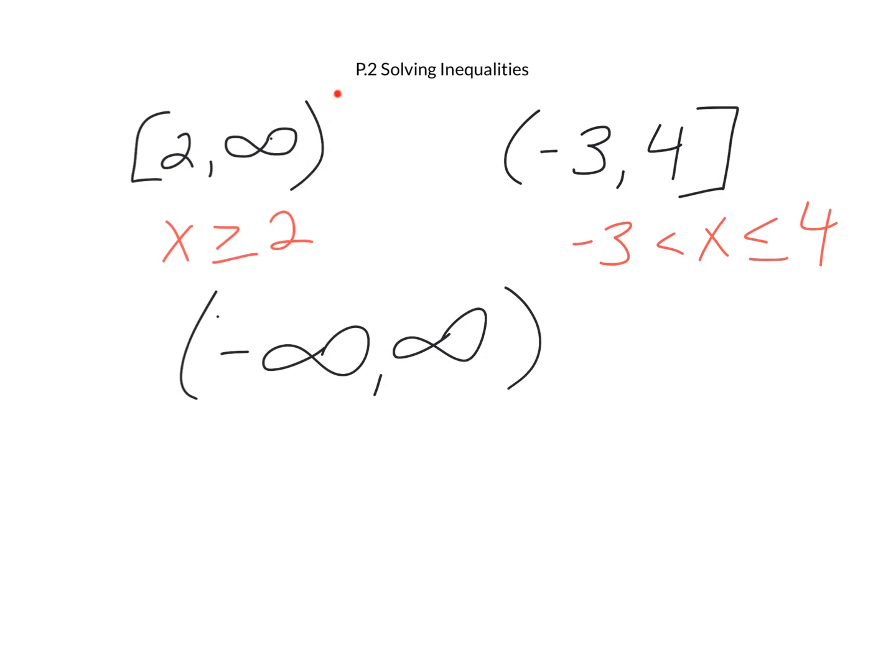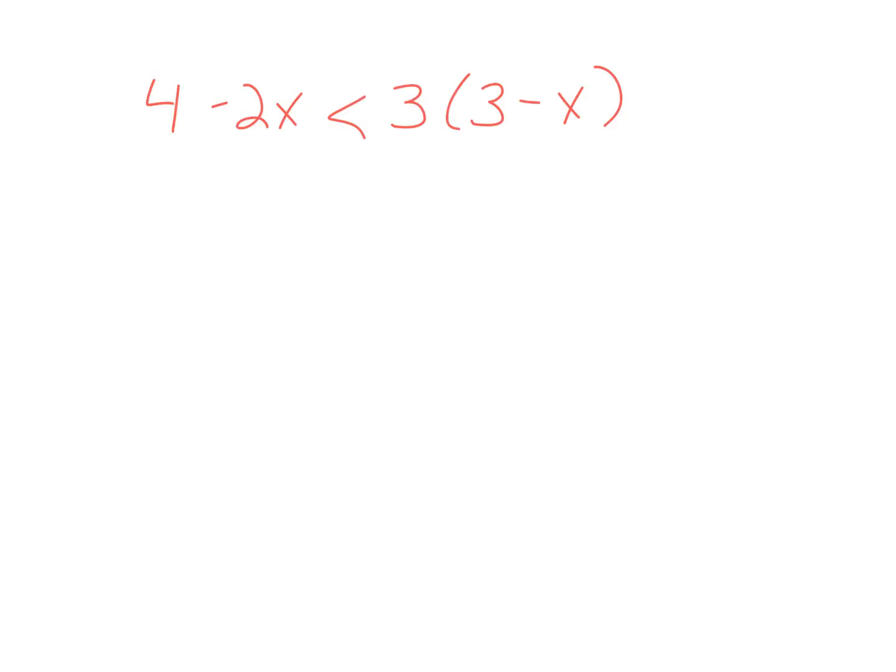Anytime we have an infinity sign, you're always going to get a parenthesis. If it's or equal to, you're going to get a bracket. Finally, negative infinity to infinity, we will just write it like this. Negative infinity is less than x, that's less than infinity.